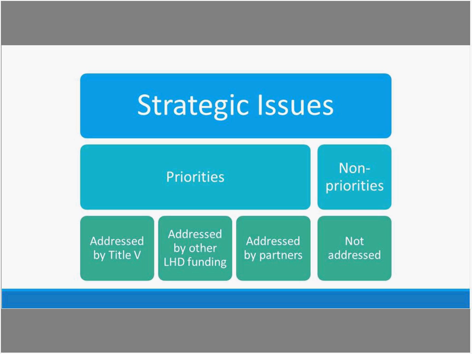By the end of this step that we're on right now, step 6, you'll identify a set of strategic issues, questions that you have about particular areas of health within your community that are really priorities for yourself and for your community partners. Those priorities could potentially be addressed by Title V. They could be addressed by other funding that you have access to or could pursue access to in the future, or they could be addressed by partners. They might be things that the health department isn't going to tackle right now, but you have a partner who is going to tackle it within your community.